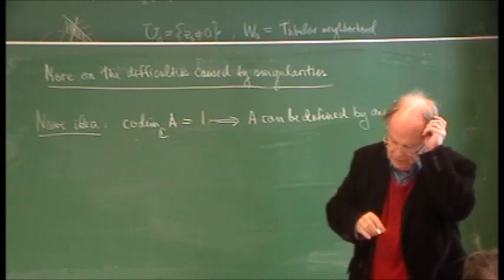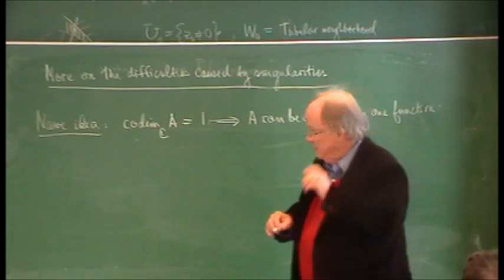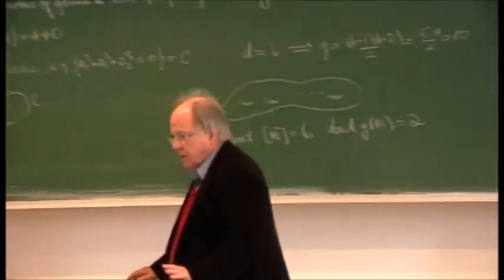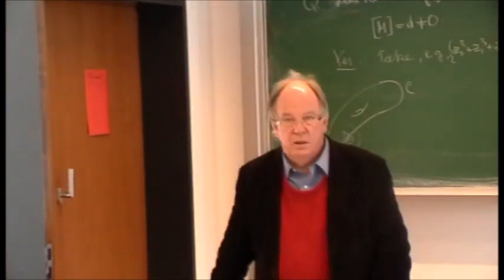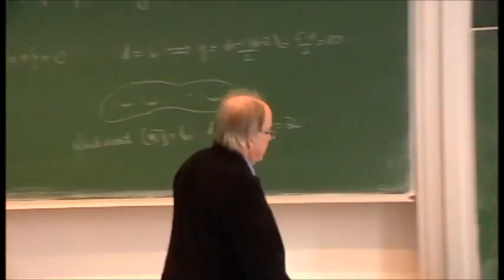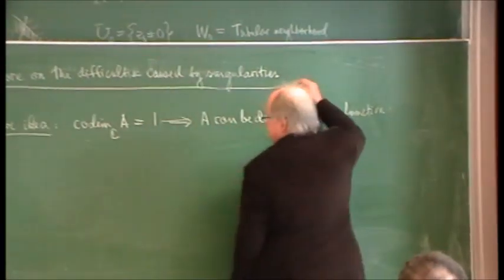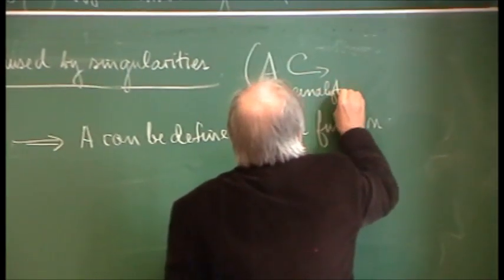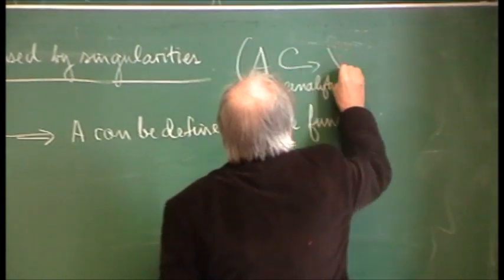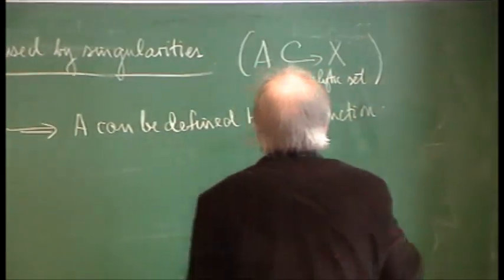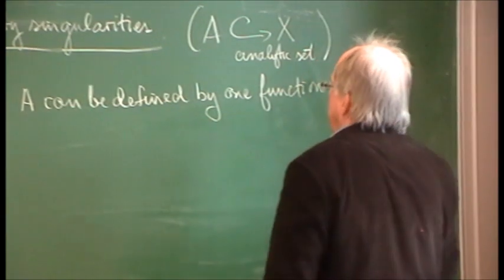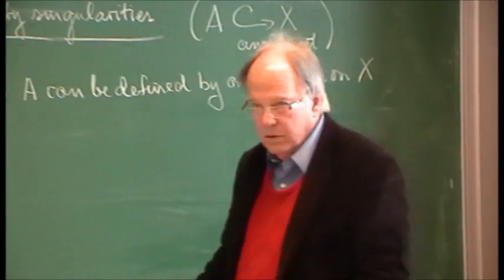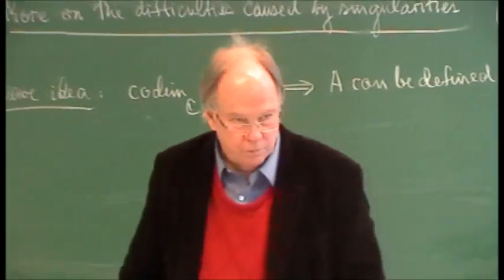Codimension one corresponds to one function. This is true, obviously, for manifolds. If the ambient space is a manifold, there's no obstruction. So A is an analytic set, locally defined by holomorphic functions in the ambient space X. So if X is smooth, the answer is you can do it.